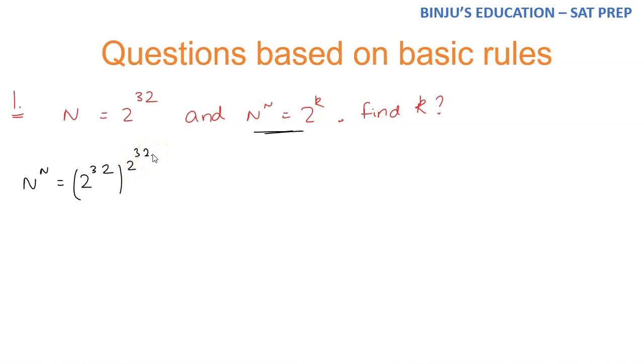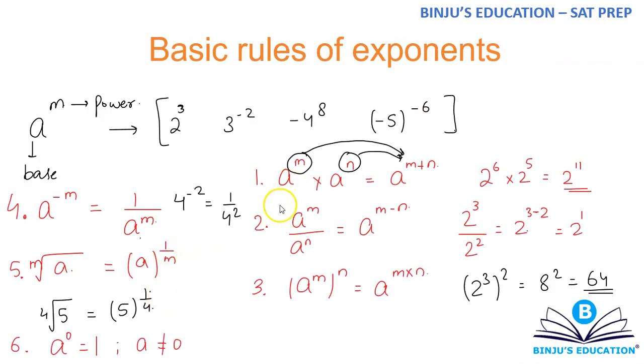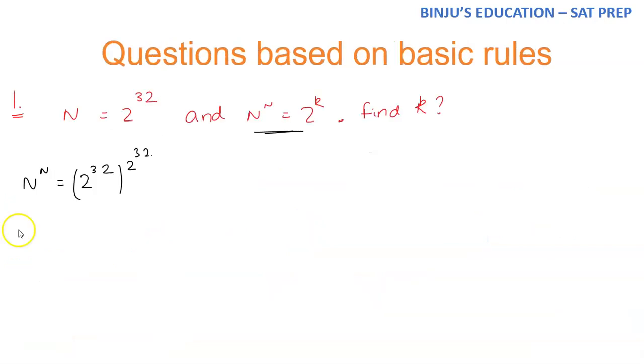Now, if we go back to the previous slide, if you see this property number 3, a to the power m whole to the power n is equal to a to the power m into n. So I'll be able to rewrite my expression as 2 to the power 32 into 2 to the power 32. Now, I can also rewrite 32 as 2 to the power 5.